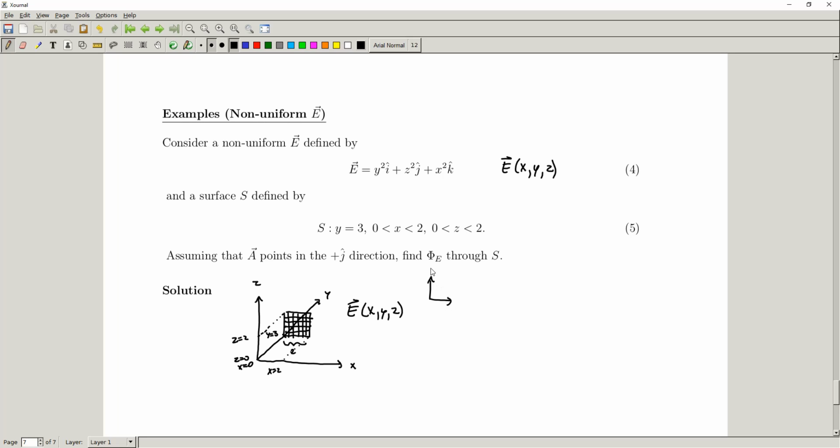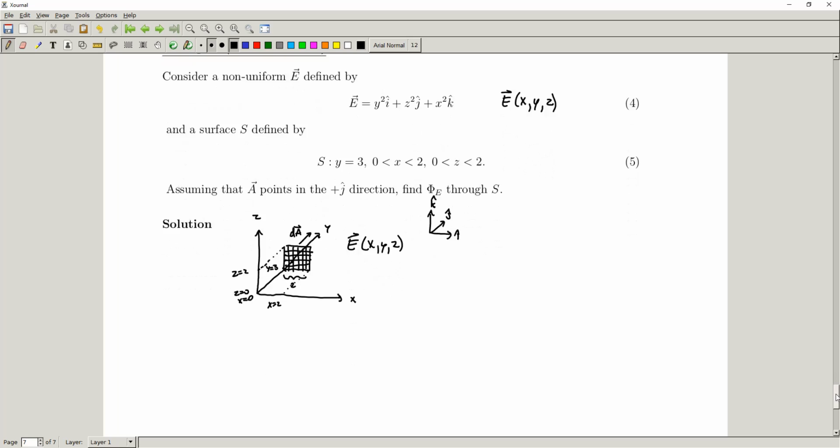This would be like k hat, j hat, and i hat, and so this normal vector could either point in the negative j hat or the positive j hat direction. It's telling us that the area vector points in the positive, well, I guess these will be dA's, but in the positive j hat direction, right?